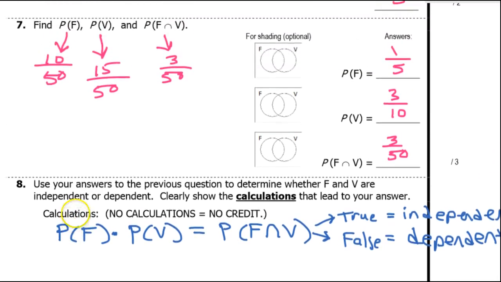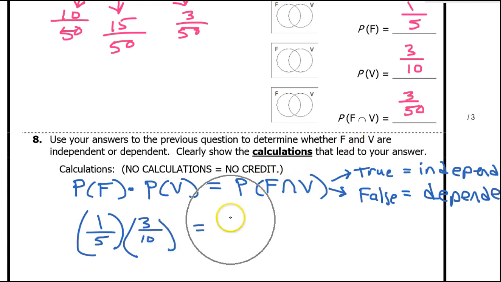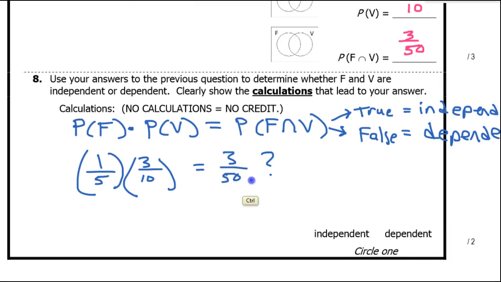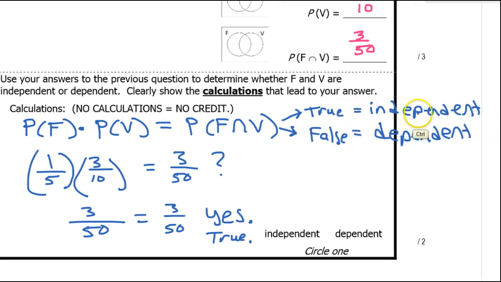So the probability of F, that was 1/5. The probability of V, that was 3/10. The probability of F and V, that was 3/50. So I'm going to put a question mark here because we don't know if these are equal. We're checking. But if you multiply this out, 1 times 3 is 3, and 5 times 10 is 50. So 3 out of 50 equals 3 out of 50. So yes, that's true. So therefore, if we got a true statement, that would mean that they are independent. So we will circle independent.